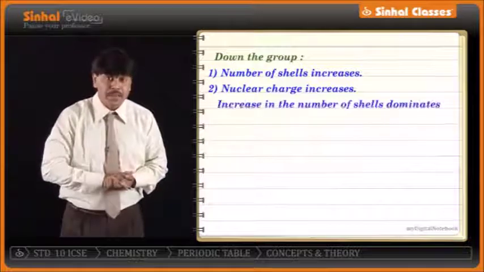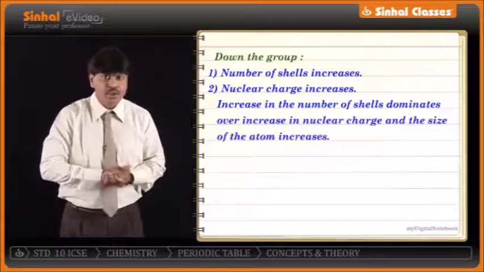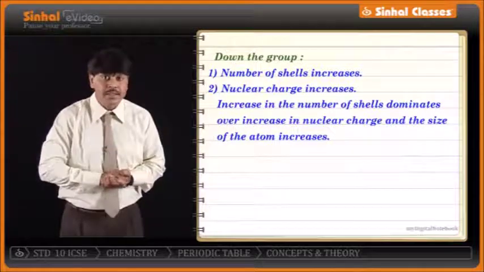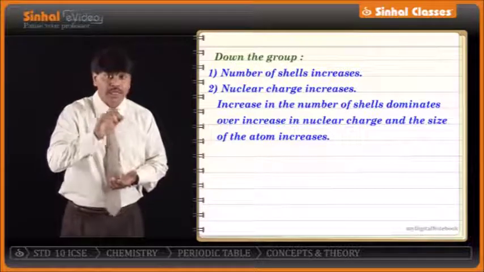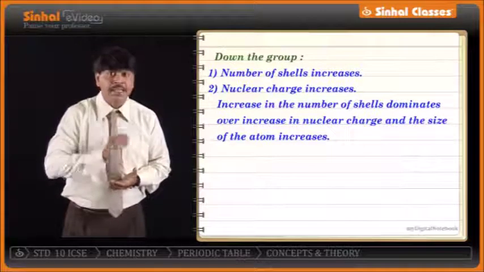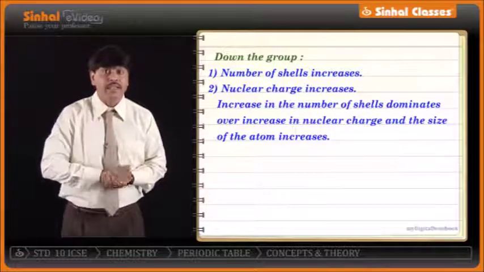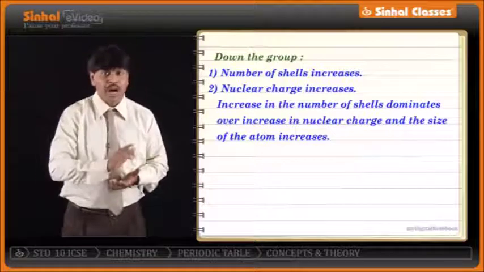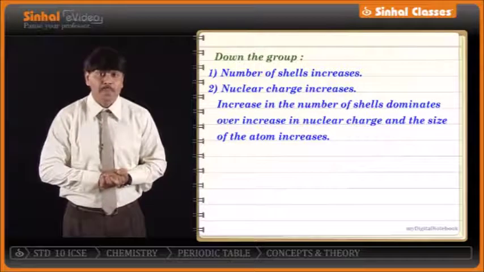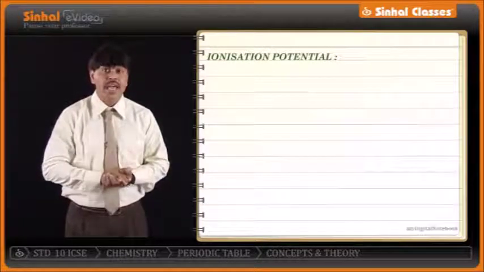According to the increase in the number of shells, the atomic size should increase, and it does increase. Whereas if the nuclear charge increases, the size should decrease, but it is not decreasing as we go down the group. The reason is that the nuclear charge increases, but at the same time the number of shells also increases. So the size will go on increasing down the group. Across the period it will decrease.